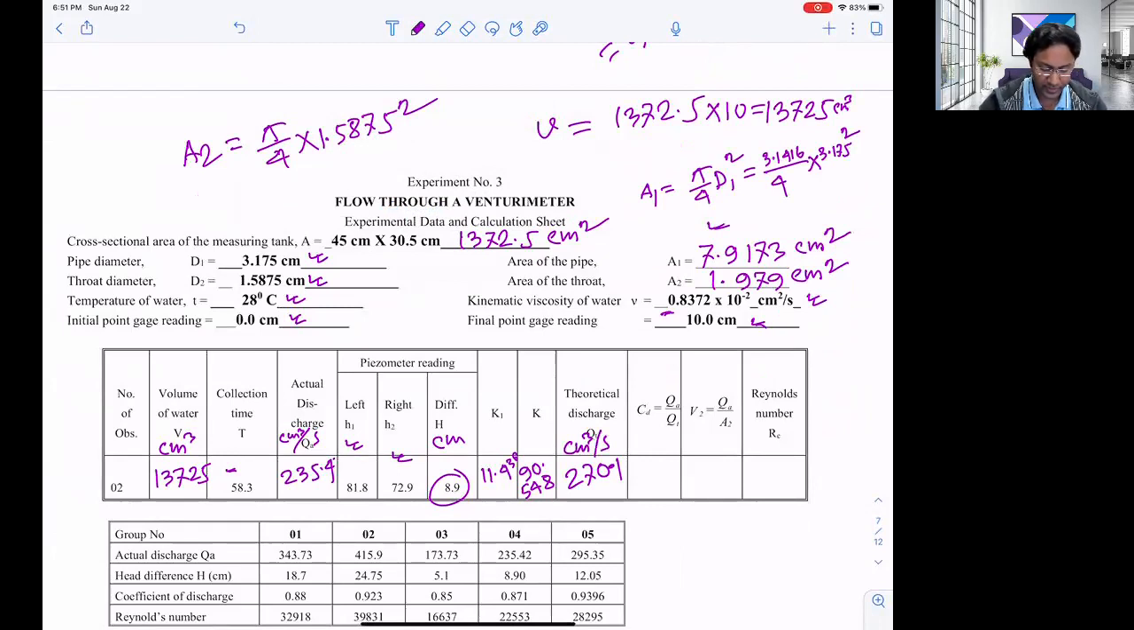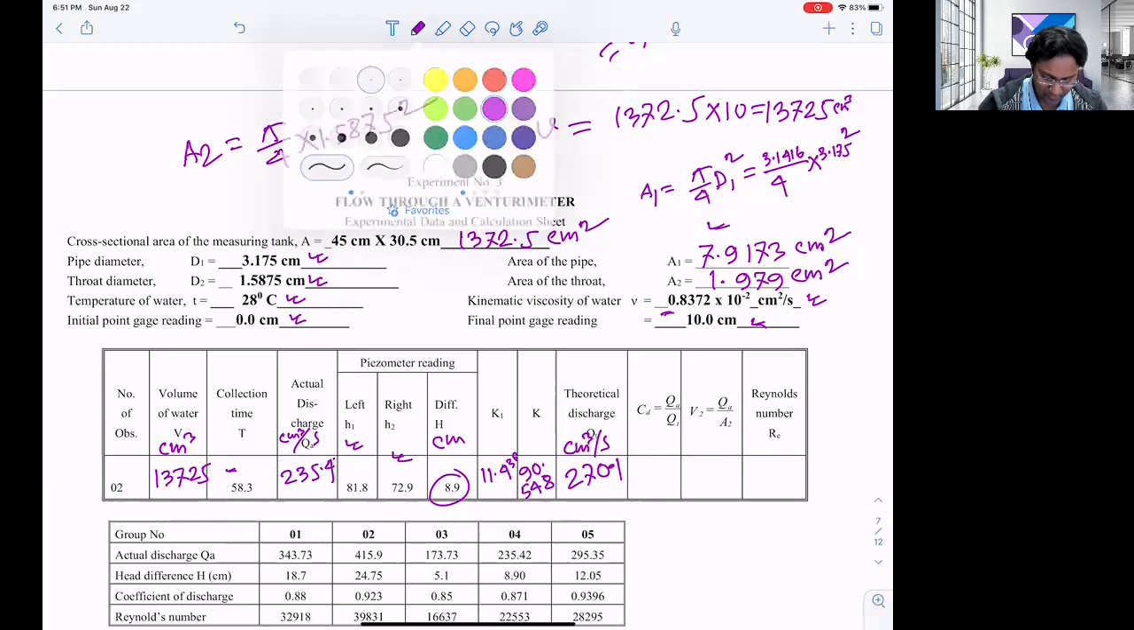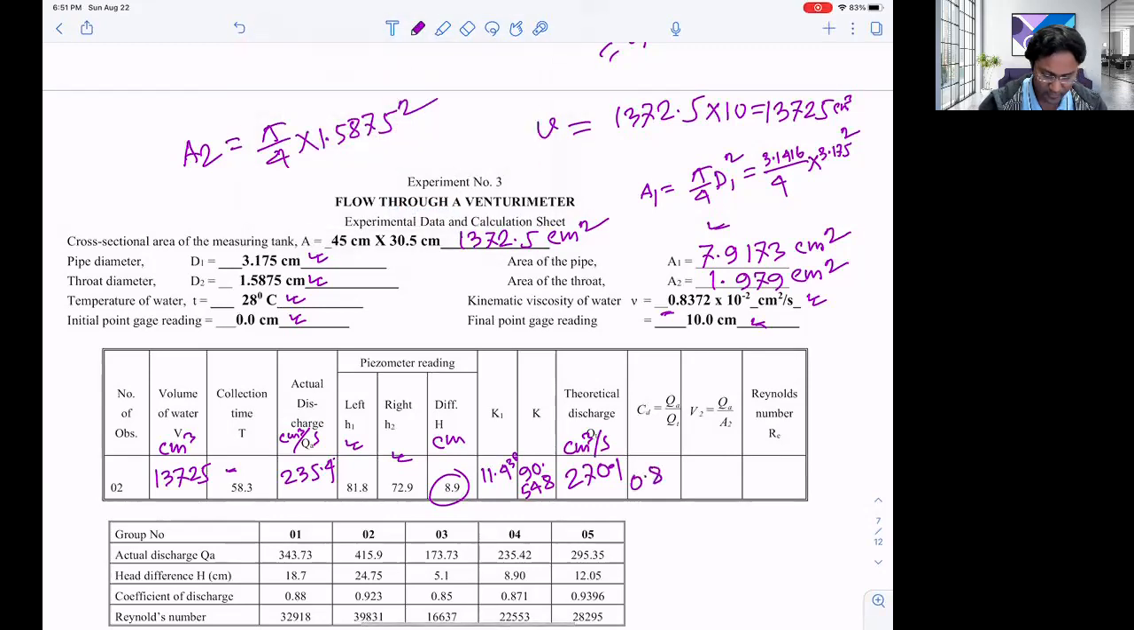So we need to calculate CD, which is QA over QT. The actual velocity we didn't calculate, because we already calculated the flow rate. So 235.4 divided by this theoretical value, we have 0.87. So that is the efficiency, 87% efficiency we have.